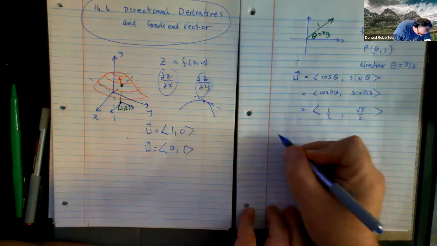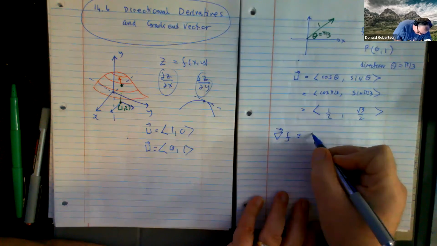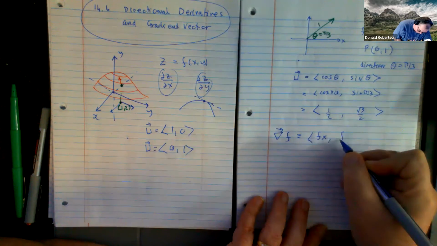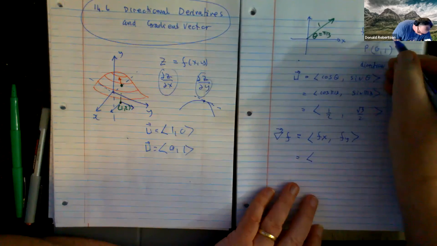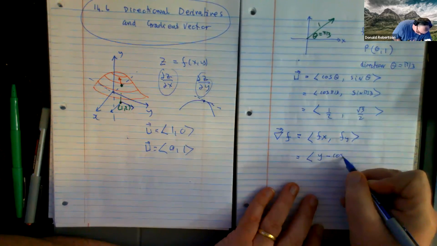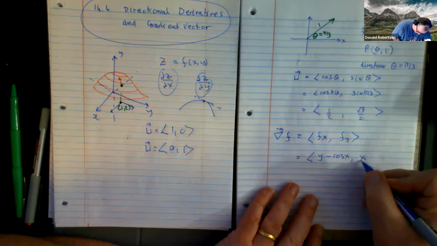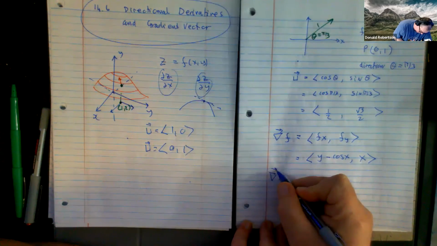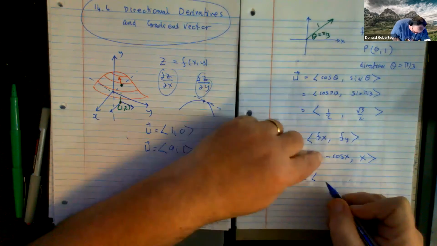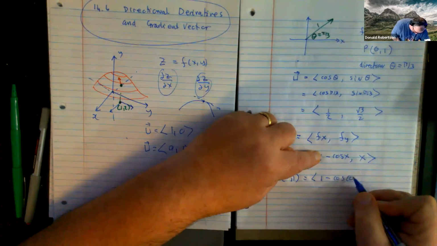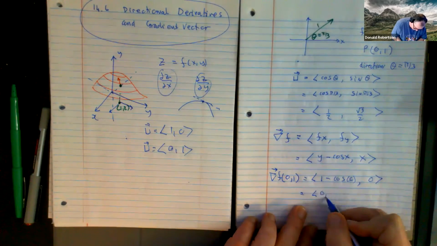Now the gradient vector. Well, for this function, differentiate with respect to x and then with respect to y. Well, what will you get? You get a y minus a cosine x. And then if you differentiate with respect to y, you just get an x. And then if you get the gradient function at the point 0, 1, you're going to get 1 take away the cosine of 0, which is 0, 0.